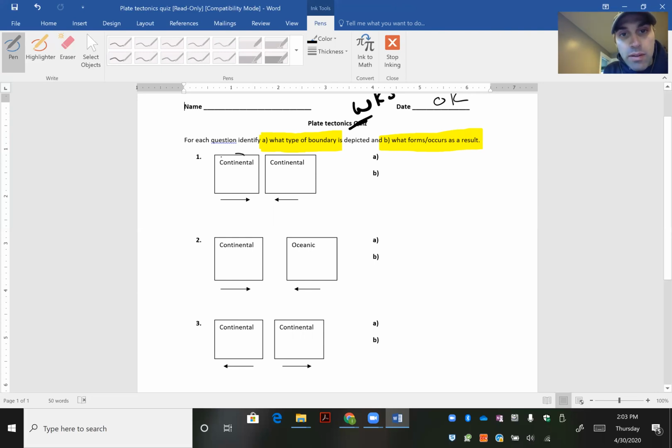All right, so here we have two continentals, and they are coming together. They're being pushed together towards one another. Is that a convergent, divergent, or transform fault boundary? That is a convergent boundary.